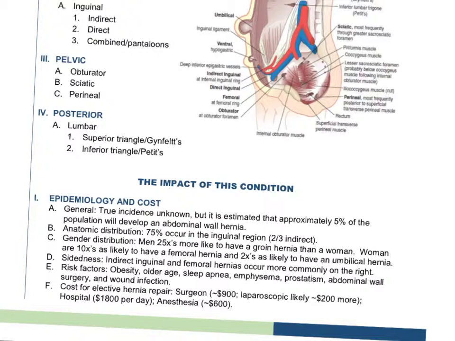For some hernias there really isn't a side predilection, but for groin hernias, in particular indirect inguinal and femoral hernias, they tend to occur more on the right. I'll leave it up to you to look up why that happens. Risk factors for the development of hernias include obesity and older age. They become more prevalent as people age, along with things that either increase your intra-abdominal pressure or weaken the connective tissue of your abdominal wall.